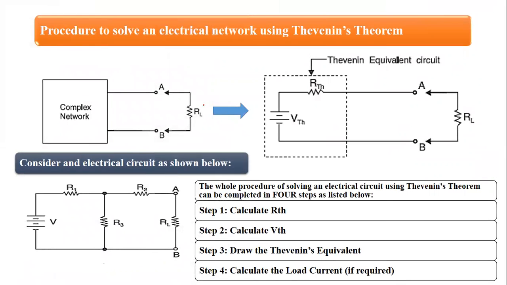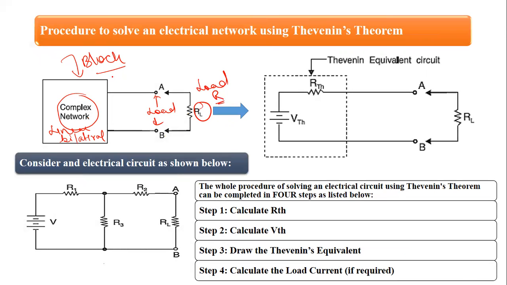Now we can understand this whole concept by these schematic diagrams here. For example, you have a complex electric network which is represented by this block. So this may be a network with multiple meshes, multiple nodes, multiple sources, whatever. It is a complex network. It is a linear network, and it is, let us say, bilateral. And these are the load terminals here. And this is our load resistance.